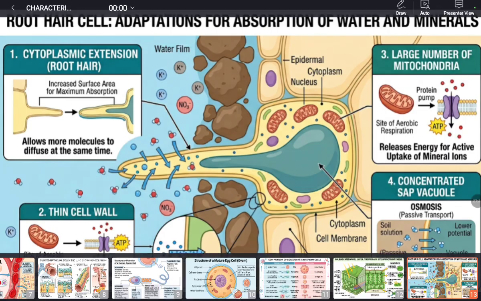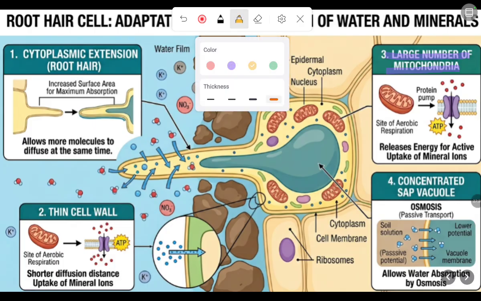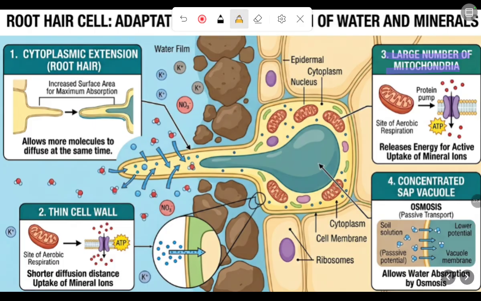Another adaptation is that it has a large number of mitochondria. The large number of mitochondria helps in providing more energy by aerobic respiration, right? With more energy, there is enough to allow active transport to occur, which is a process that will be explained in the next chapter, and to provide energy for each and every process inside the plant.